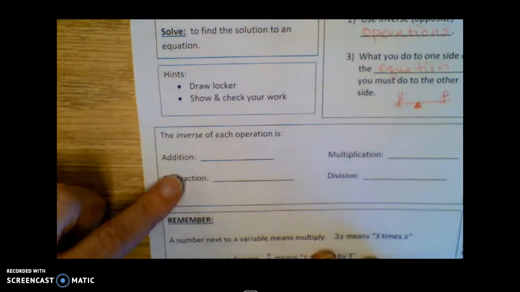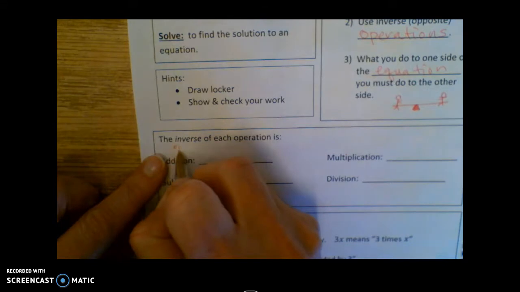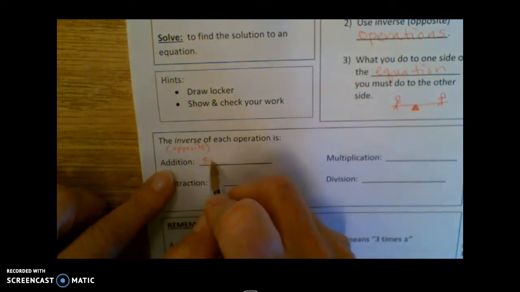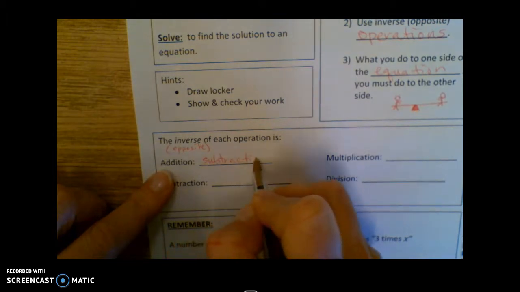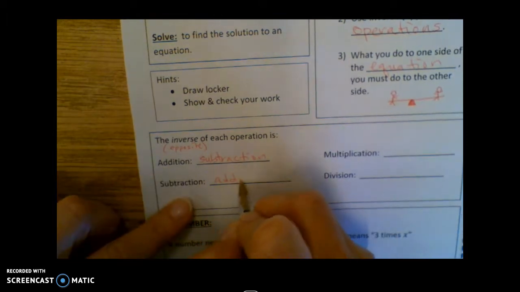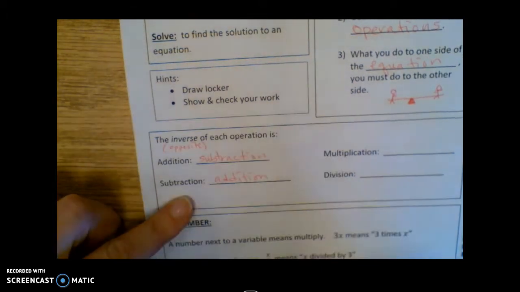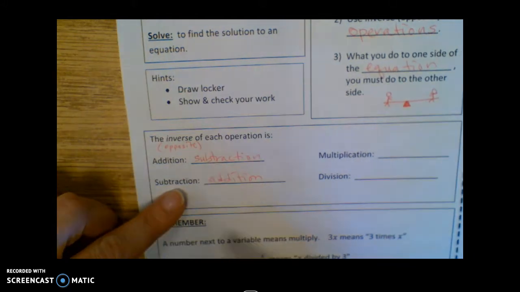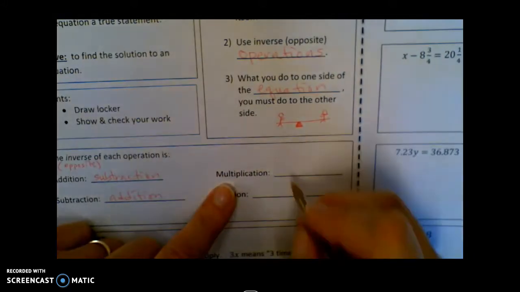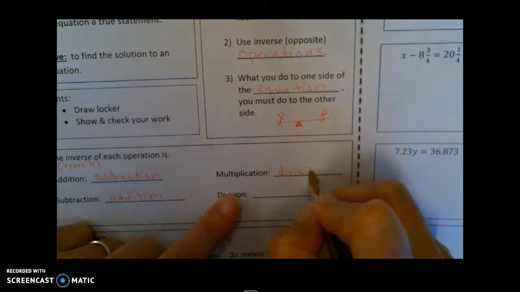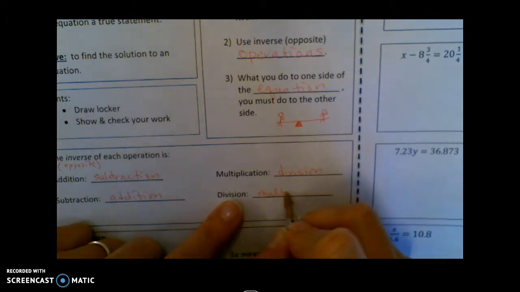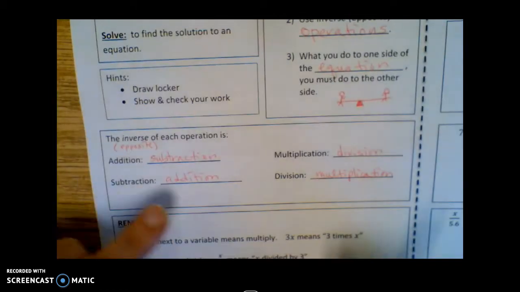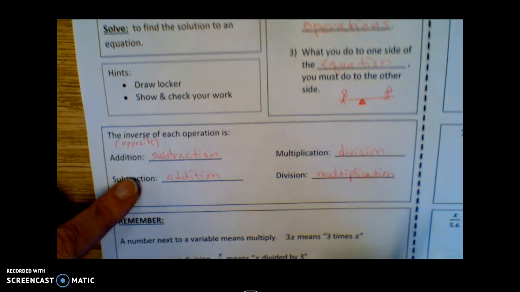Now this section here reminds us what inverses or opposites are for each operation. The opposite of addition is subtraction, and the opposite of subtraction is addition. They undo each other: when we add a number and then subtract it, or if we start out subtracting and we add it back, they undo each other. Multiplication's opposite is division, and division's opposite is multiplication. You'll learn more about inverse operations when you do more learning with algebra in 8th grade and in high school.